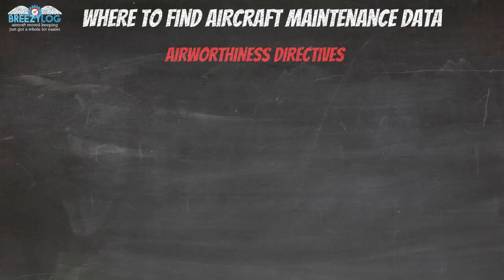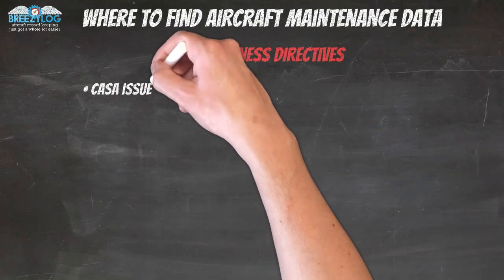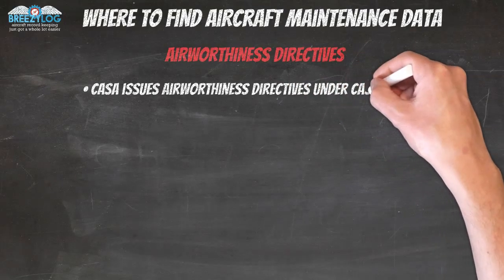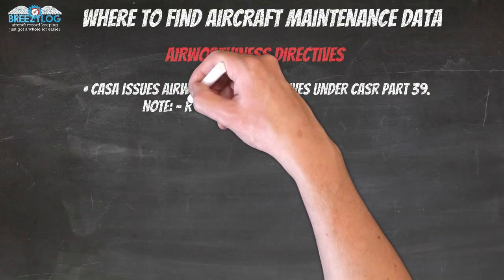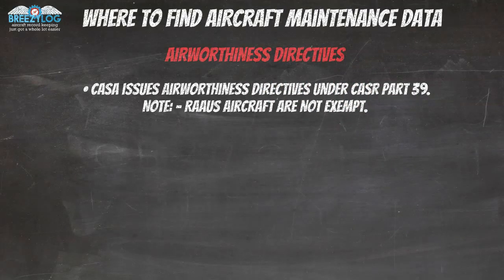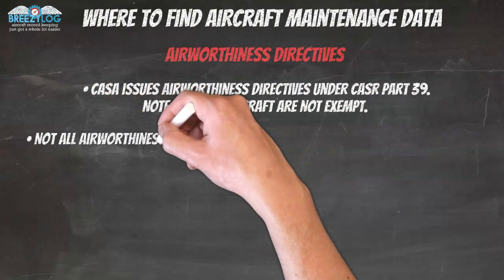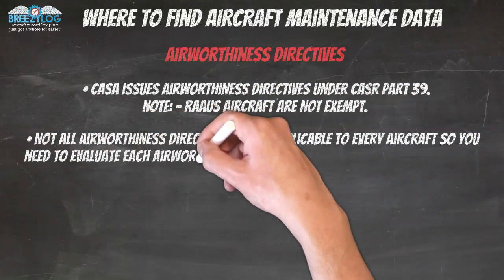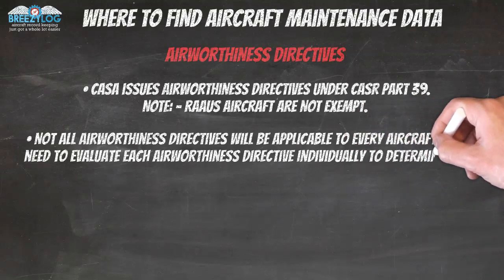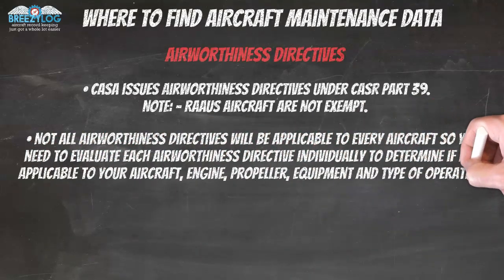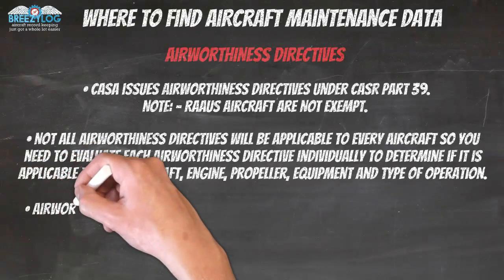Airworthiness Directives. CASA issues airworthiness directives under CASA Part 39. It is important to note that recreational aircraft are not exempt from airworthiness directives. Not all airworthiness directives will be applicable to every aircraft, so you need to evaluate each airworthiness directive individually to determine if it is applicable to your specific aircraft, engine, propeller, equipment and type of operation.